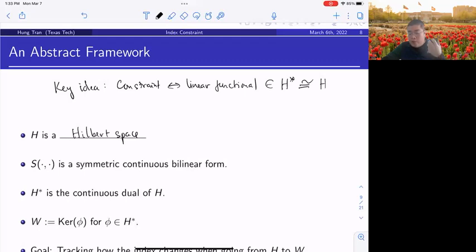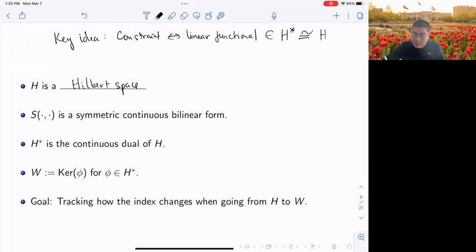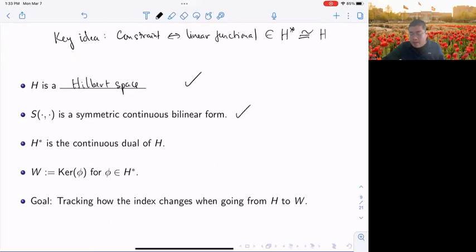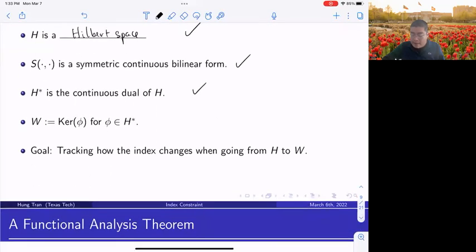The reduction can be related to some element in the function space that we are considering. So we have H here, a Hilbert space. S here is a symmetric continuous bilinear form in this Hilbert space. H star is the continuous dual of H. Now let phi here be an element in H star, and W here is the kernel of this linear functional. So certainly W here is a subspace of H.